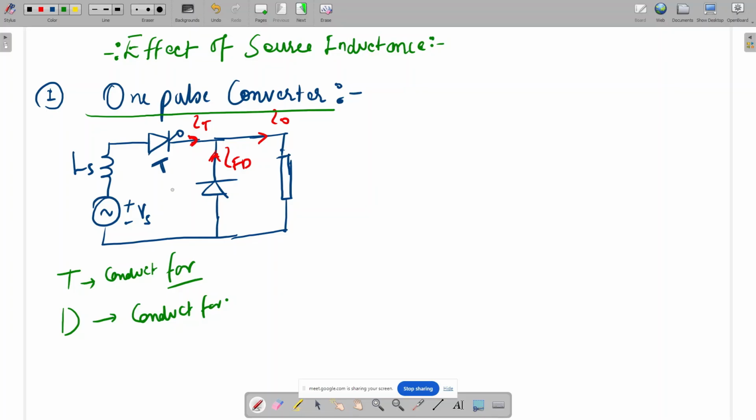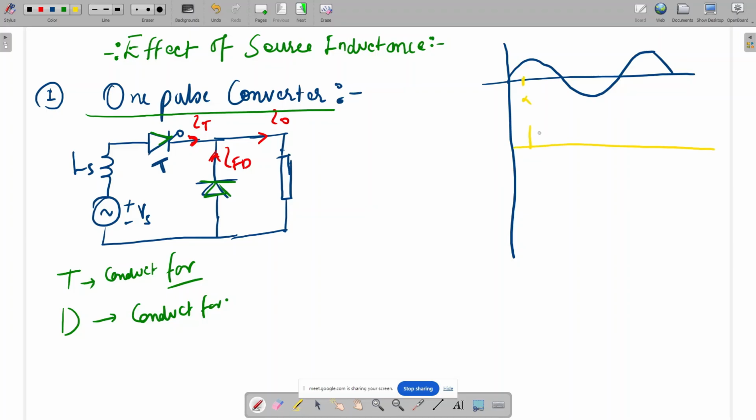Here a freewheeling diode is given and this is the thyristor. If this inductance were not there, what would the waveform be? That I'm going to draw first. So you see the source voltage Vs. This is without source inductance. So what will be the current? Let's say I'm triggering at alpha. This is the alpha angle.